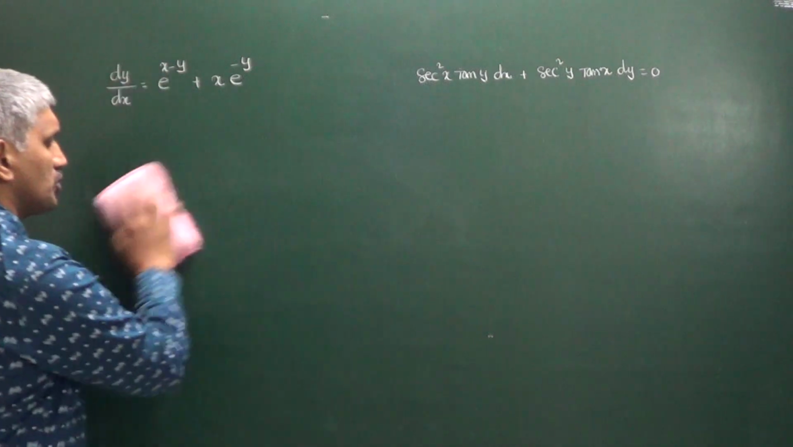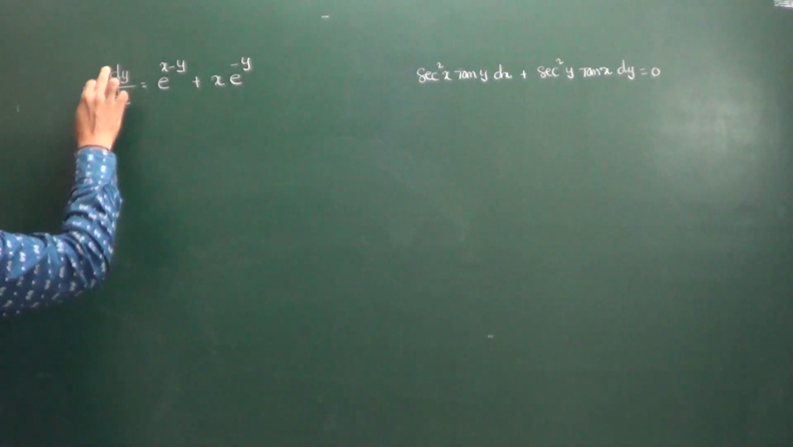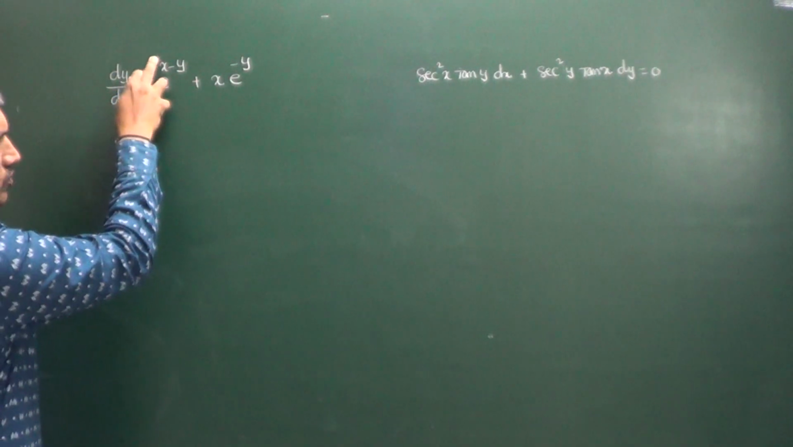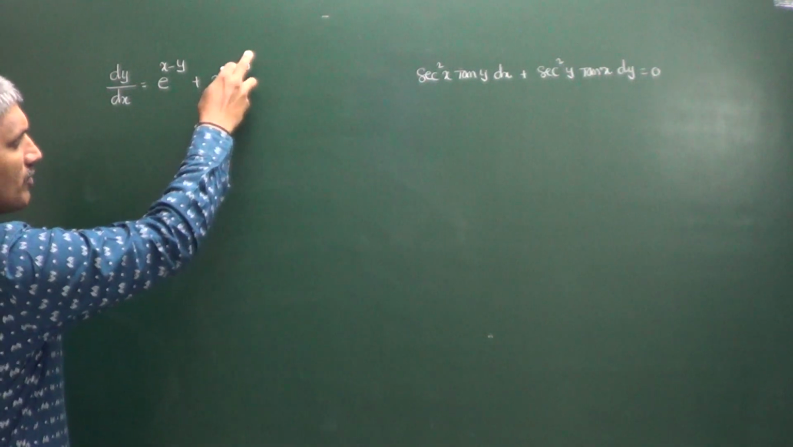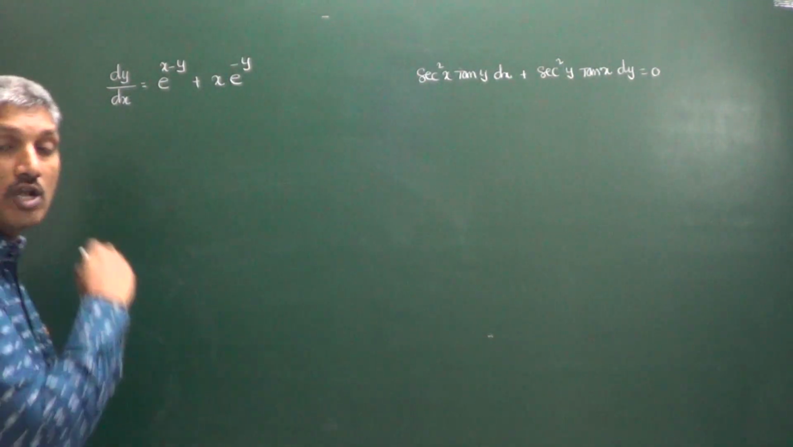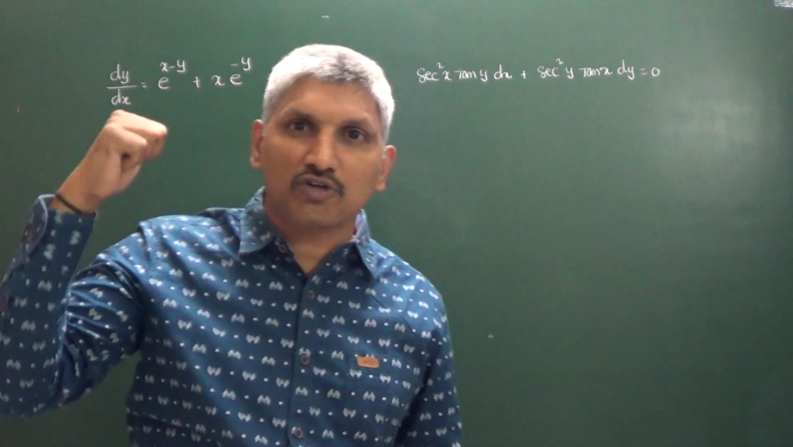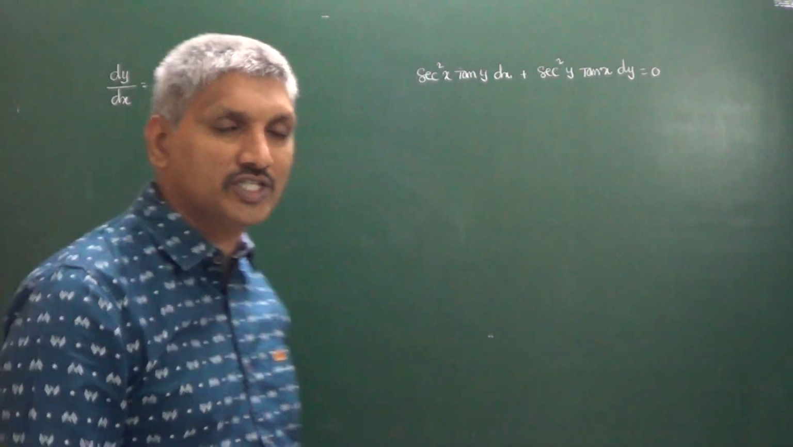Observe here, the first question is here. dy by dx is equal to e power x minus y plus x into e power minus y. We have to solve this differential equation. That means we have to find out the solution for the differential equation.